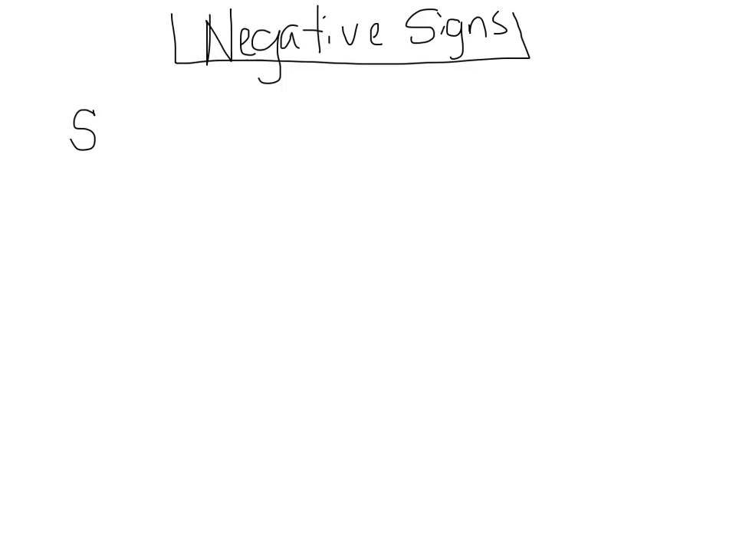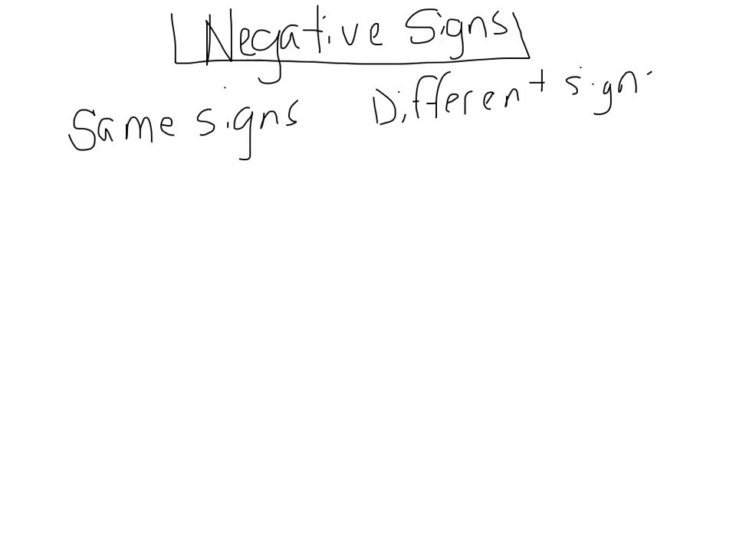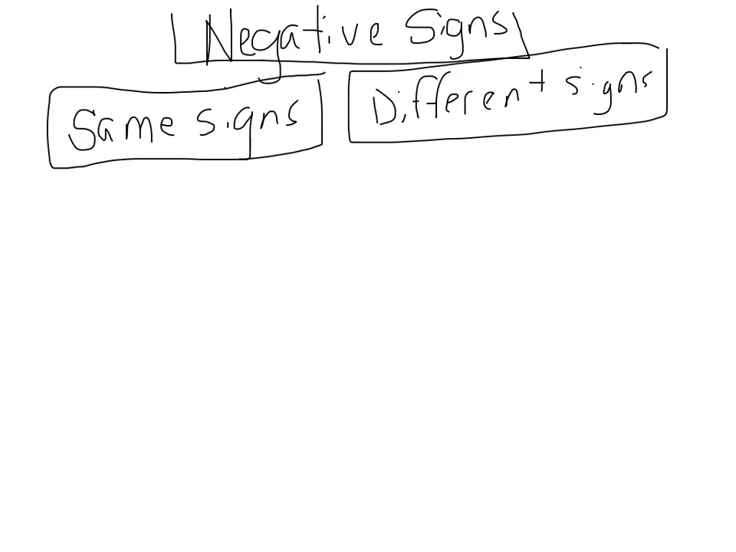So there are same signs and there are different signs. All right, and so let's look at just the same signs. So that would be positive, positive, or negative, negative. Different signs would be positive, negative, or negative, positive.